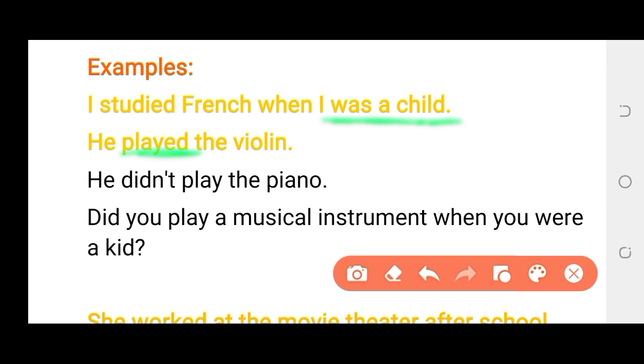Examples: she was shy as a child, but now she is very outgoing. That means when she was a child, she may have been shy, but now she is very outgoing. It means she has already changed her behavior.